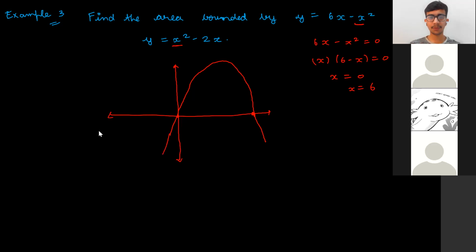Similarly, for the second parabola, we know that the coefficient of x square is positive. Again, we find out the zeros. So x square minus 2x is equal to 0. That means x times x minus 2 is equal to 0. So x is equal to 0 and x is equal to 2. Let's say this point. So this parabola would look something like this.